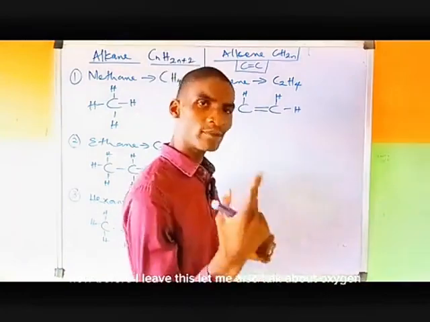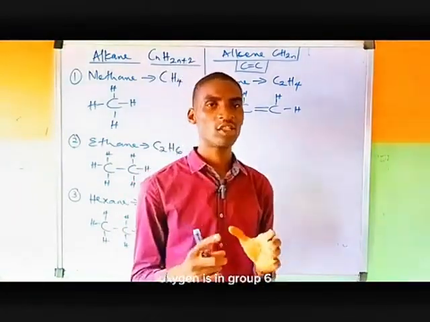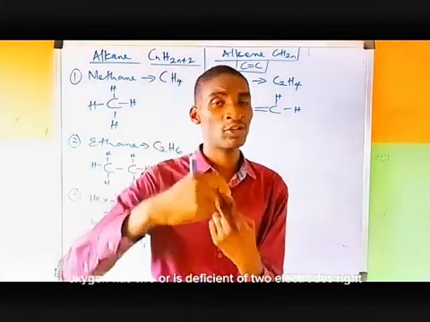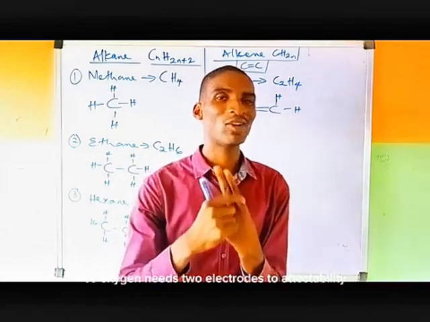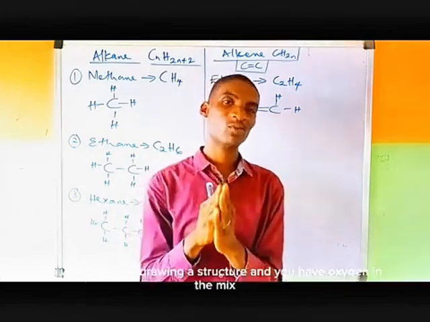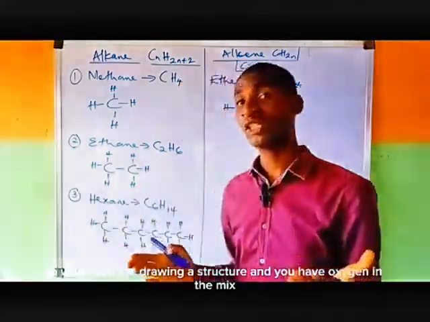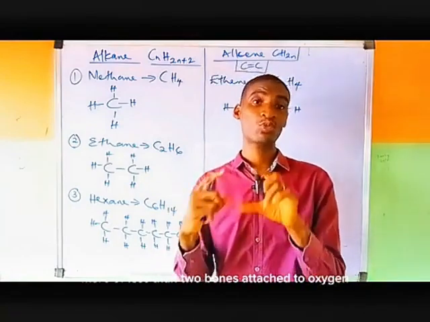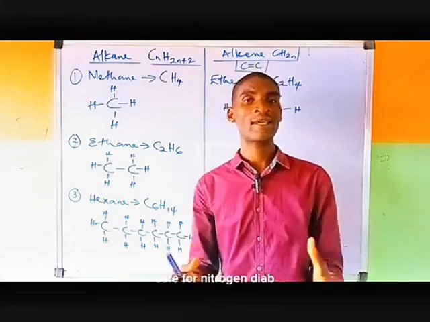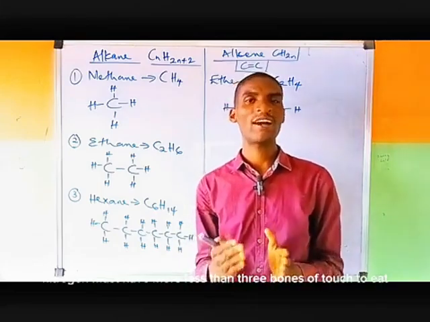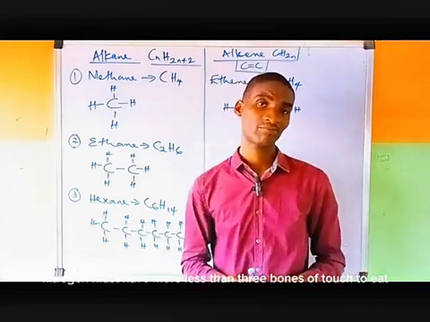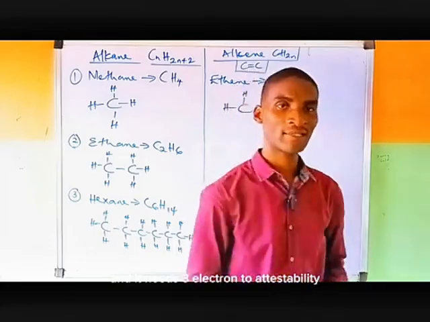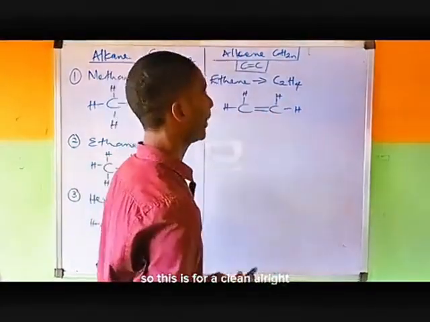Now, before I leave this, let me also talk about oxygen. Oxygen is in group 6. Oxygen has 2, or is deficient of 2 electrons. Alright, so oxygen needs 2 electrons to attain stability. So when you are drawing a structure and you have oxygen in the mix, there must not be more or less than 2 bonds attached to oxygen. The same for nitrogen. Nitrogen must not have more or less than 3 bonds attached to it, because nitrogen is in group 5 and it needs 3 electrons to attain stability. So this is for ethane.